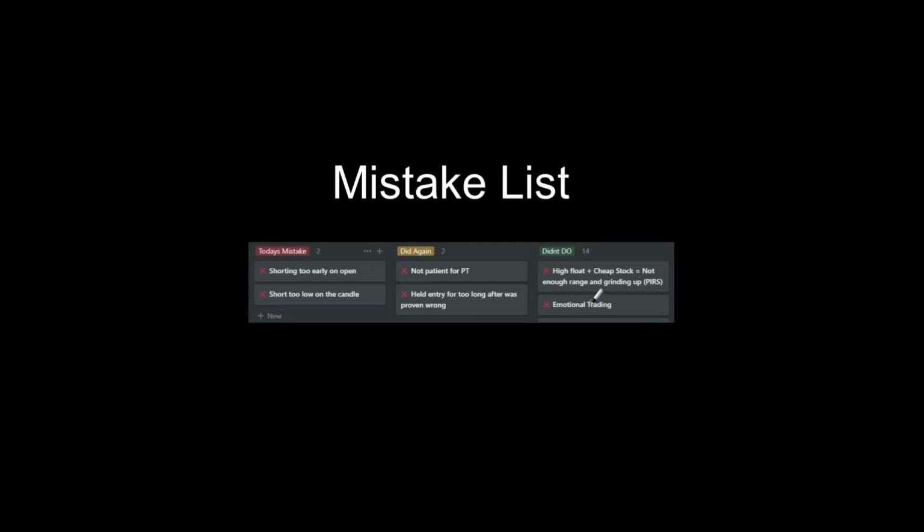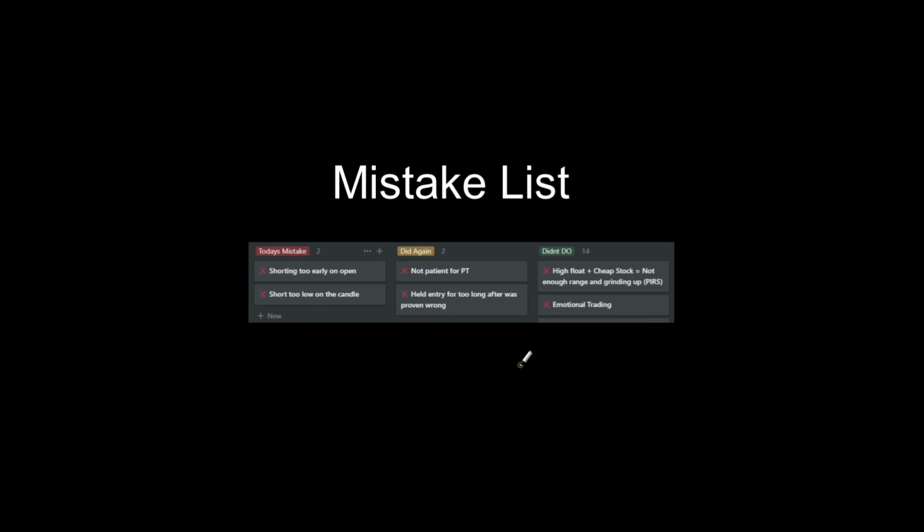Lastly, I do a mistakes list. And I think this is very important to do as well, so that you can look back on the day and be like, okay, what were the mistakes I made today? So the two mistakes on this day were shorting too early on open and shorting too low on the candle. So I can see if I did those again the next day, I'll put it in the did again category. So for example, I wasn't patient for my PT, or I held my entry too long after I was proven wrong. So I can easily see what are the main things I need to focus on at the moment.